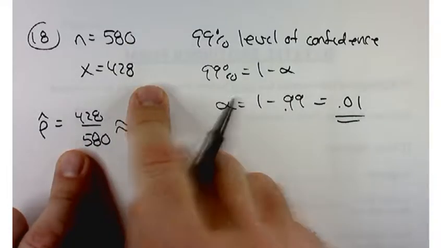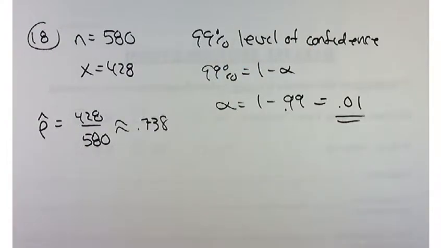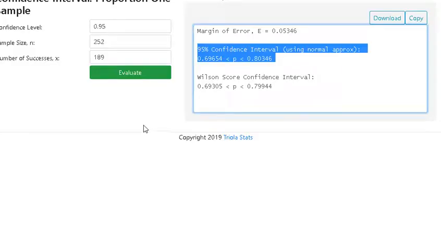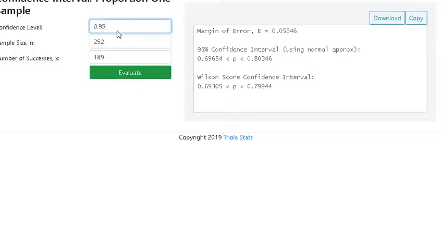Let's use this information to find a 99% confidence interval for the proportion of green peas. So I'll go back up here and do a 99% confidence interval. Sample size was 580. How many successes do we have? 428. Wow, this is just too easy. Wait a minute, that was easy. Yeah. All right, that's pretty nice.